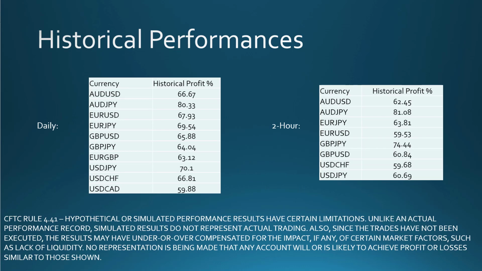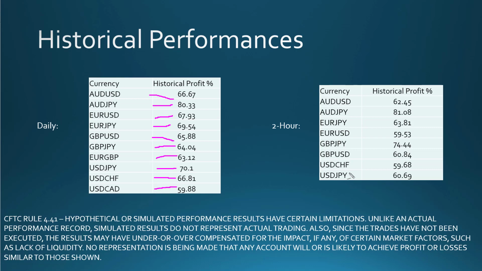On the daily, the actual historical profit percentage: 66.67, the Aussie yen 80, the euro dollar 67.93, the euro yen 69.54, British pound dollar 65.88, British pound yen 64.04, euro British pound 63.12, USD JPY 70.1, USD Swiss franc 66.81. The worst performer is the USD CAD at 59.88.